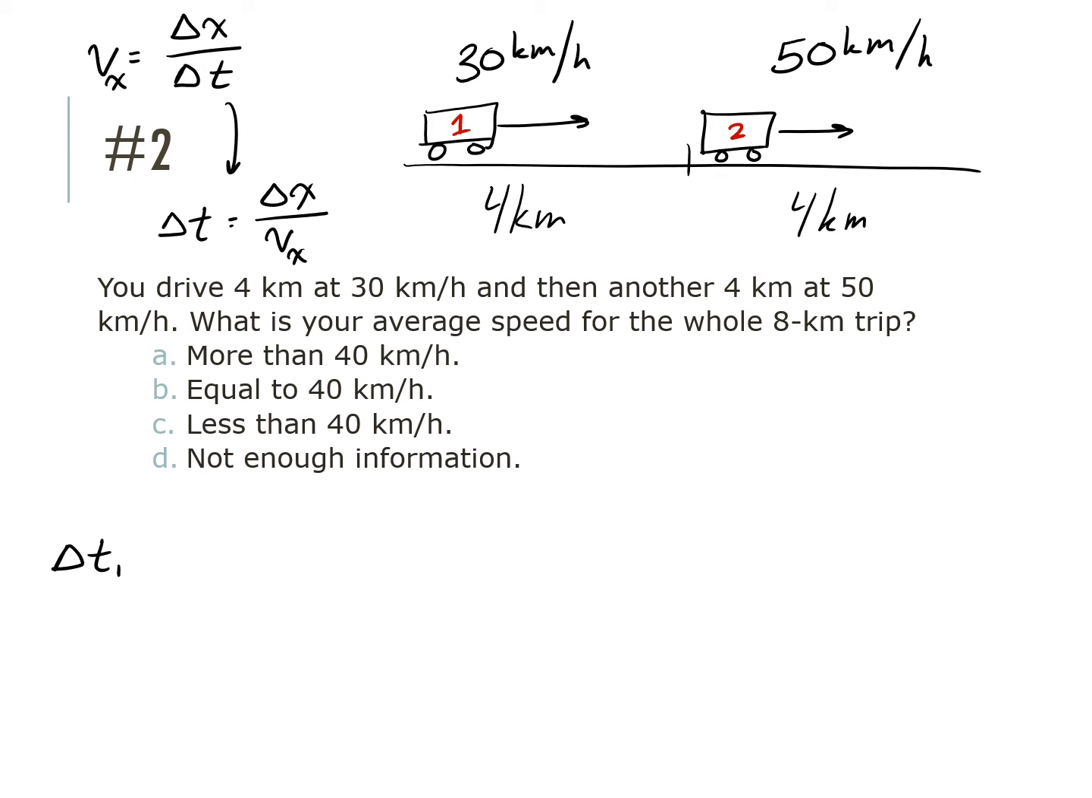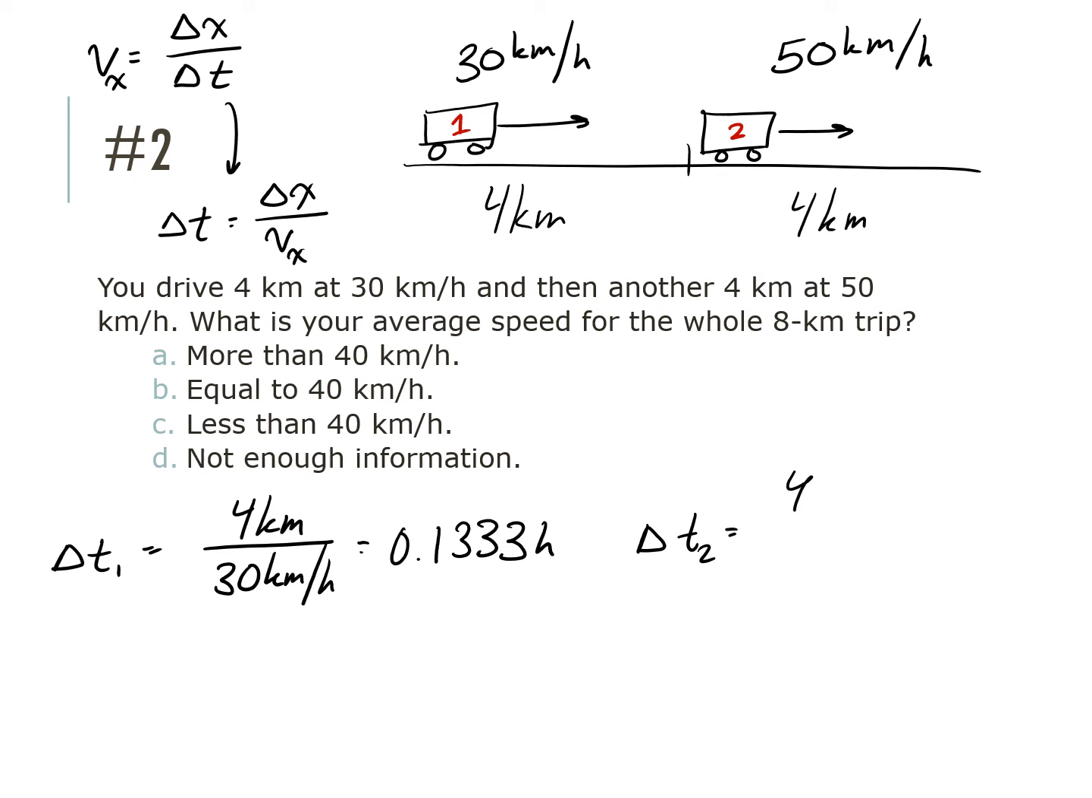So my change in time for 1 is going to be 4 kilometers divided by 30 kilometers per hour. We simply just need to plug this into a calculator. I got 0.1333 hours. I then need to do the same for time 2. So I'm going to have, again, 4 kilometers divided by now 50 kilometers per hour, which is 0.08 hours.